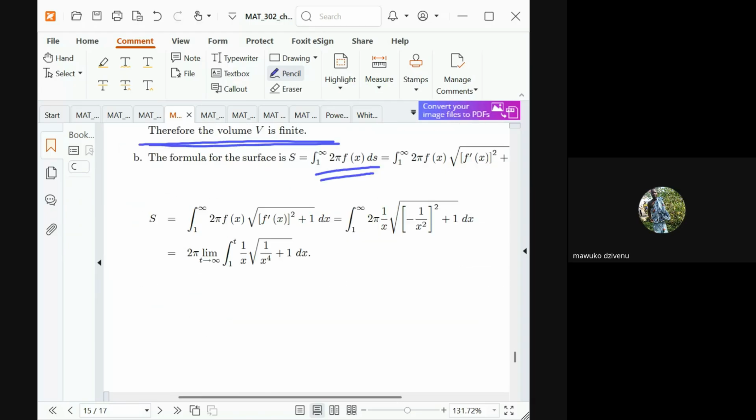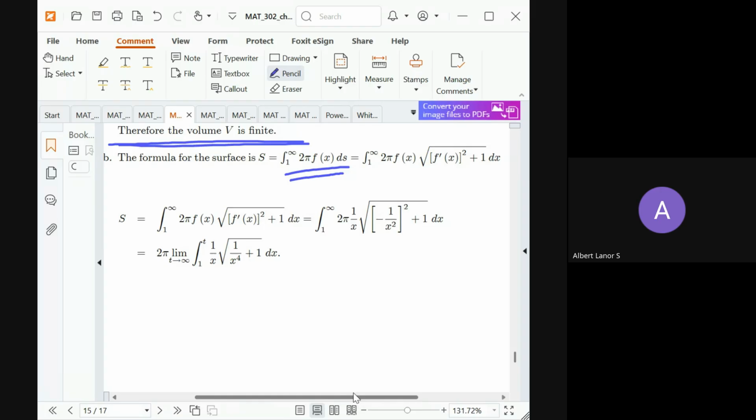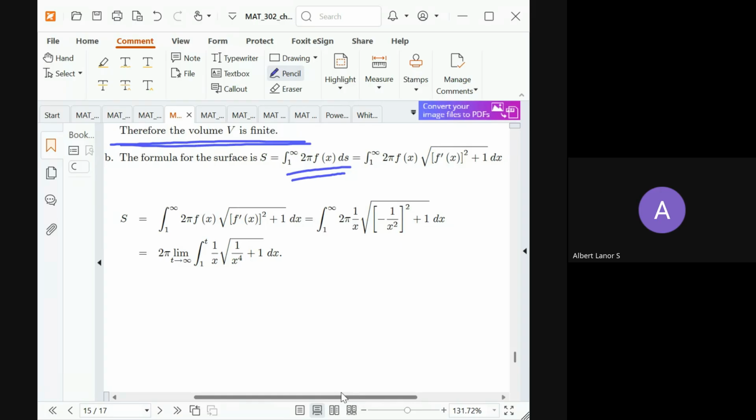Beautiful. Now, let us see. And this is the formula for the surface area: 2 pi f square root of f prime squared plus 1 dx. All right, now, when you go through, you're going to have all these things. So you're integrating from 1 to infinity. But when you do from 1 to infinity, then you have to do from 1 to t. Then you find the limit as t goes to infinity.